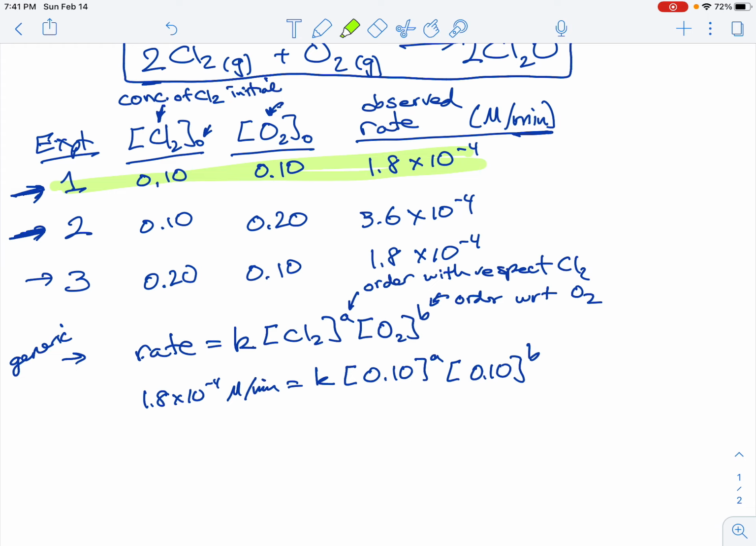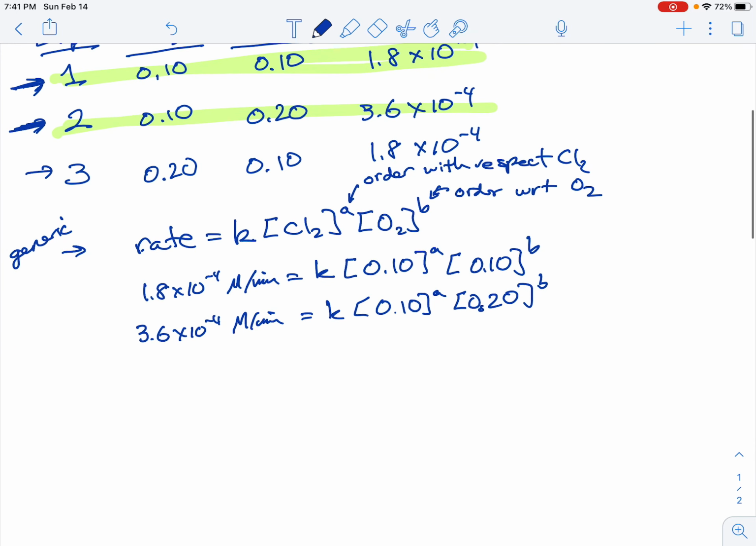Now I'm going to repeat the same thing for the second one, and I'm going to write it directly below for a reason. I plug in 3.6 times 10 to the minus 4 molar per minute equals K times 0.10 molar to the A times 0.20 molar to the B.